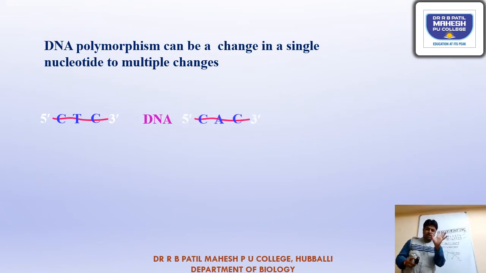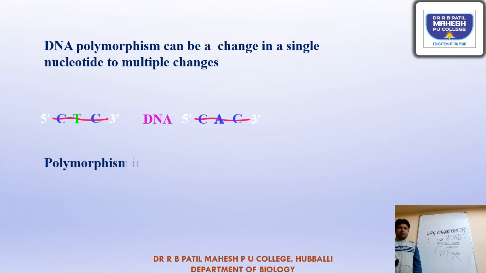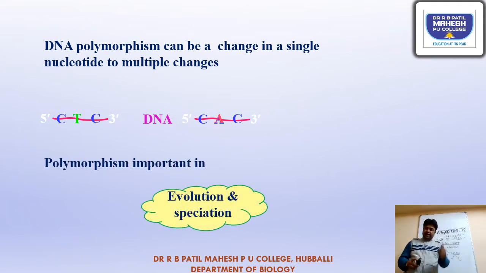CTC is one repetitive sequence, and CAC. So thymine is replaced by adenine. So this is what we call a single nucleotide polymorphism. Single nucleotide polymorphism. So polymorphism is important in evolution and speciation.